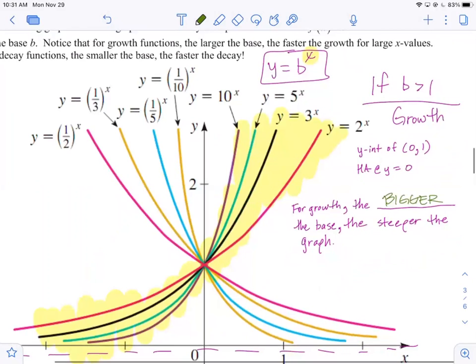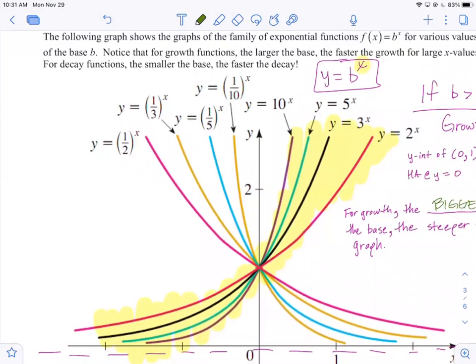Now, that means two things. As you go out to the right, not only does it go to infinity faster, but look what happens when they cross paths at 0, 1. 10 to the x not only goes to infinity faster, but it also goes to 0 faster, right? So it is steeper. It goes to 0 faster than it goes to the top.